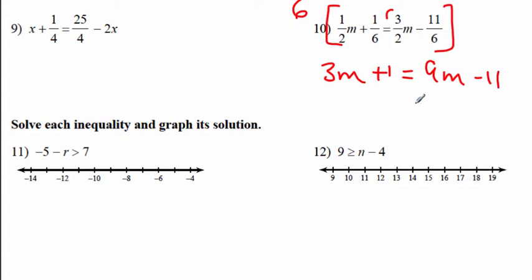We're left with 11. I'm not going to solve the rest of it, but that is the important step, to clear out the fractions. It just makes your life so much easier. You don't have to, but that's the way to do it. That's the way we recommend it.